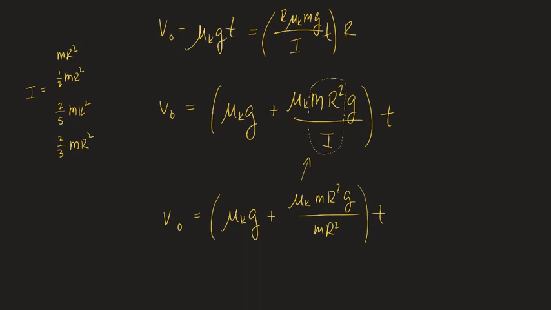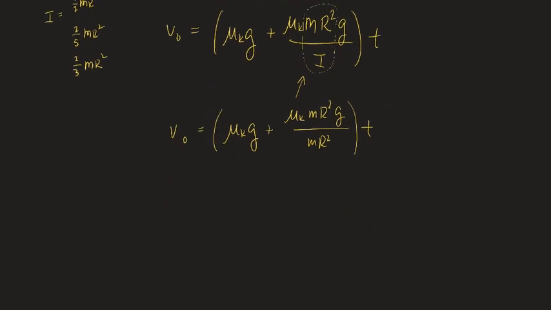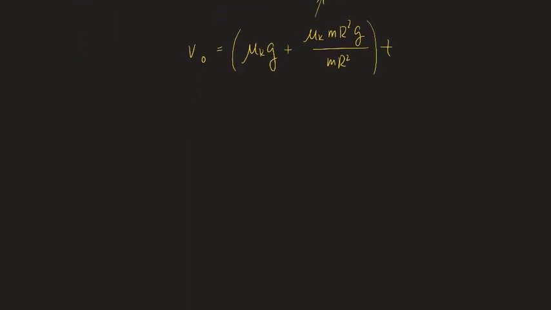So I cancel out the mr squareds, and you'll notice I get mu k g plus mu k g. You guys all see that? So V naught equals 2 mu k g times t. So it takes this long to reach rolling. This is how long it takes to reach the condition for rolling.